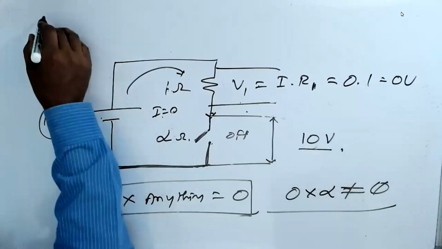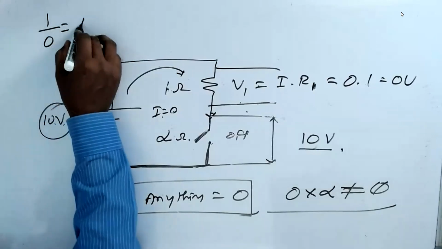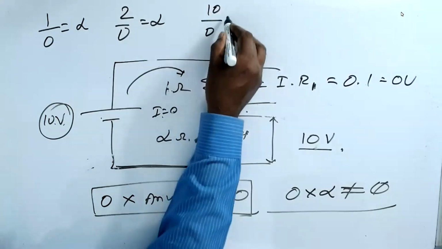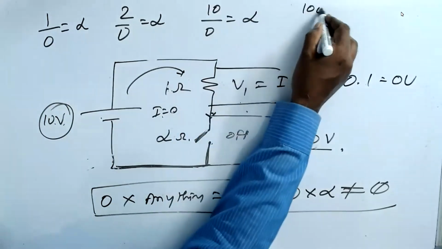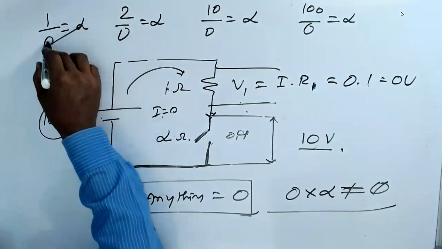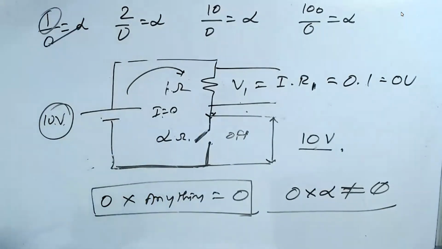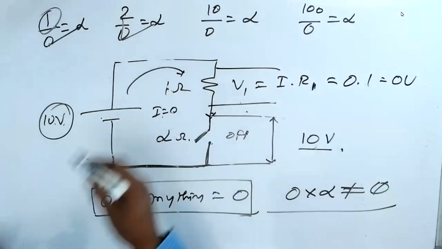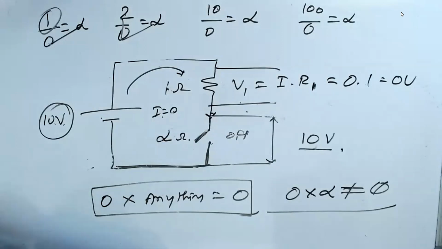Because 1 by 0 is infinity. 2 by 0 is infinity. 10 by 0 is infinity. 100 by 0 is infinity. So 0 into infinity can be 1. 0 into infinity is undefined. Perfectly correct answer. I call it undefined. That means it could be 1 or 2 or 10 or 100 or minus 50. It can be anything.